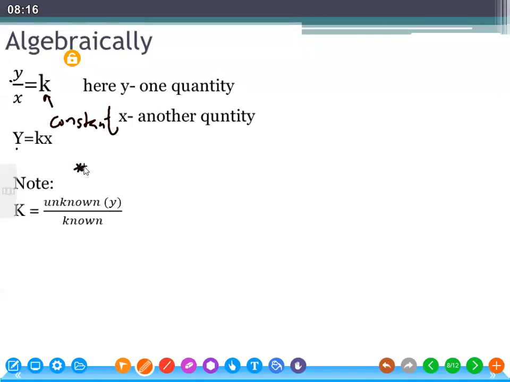In a short method, we are going to do these questions using this one. So I'm going to take k, the constant value. The unknown value I'm going to take as the numerator, and the known value as the denominator. I'm going to use this to simplify these questions easily. So for the unknown term, I'm going to use the letter y.